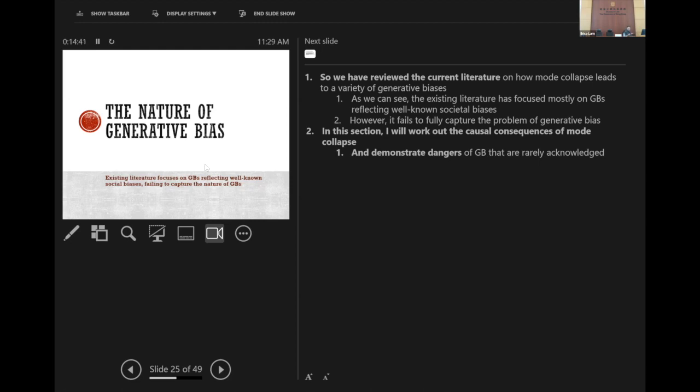So what I've done is I reviewed a bunch of current literature on how mode collapse leads to a variety of generative biases. As I emphasized, most of the empirical literature really just focuses on generative bias that reflects existing societal biases. But this really fails to capture the full problem generative bias poses. So in the next section, I will work out the full causal consequences of mode collapse and demonstrate the real danger of generative bias that is rarely acknowledged in the literature.